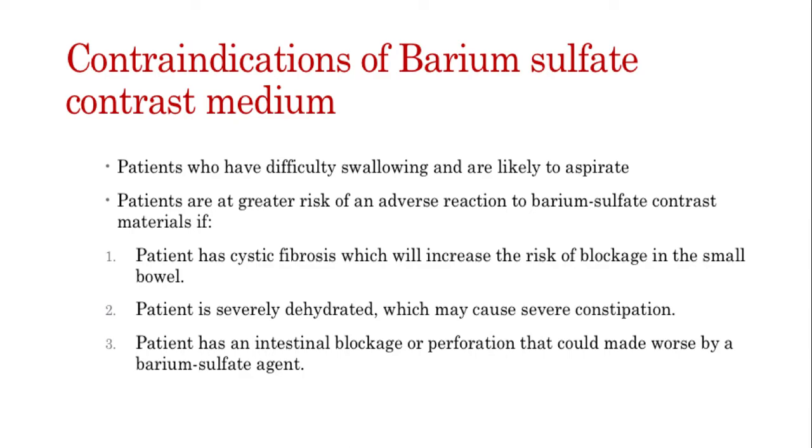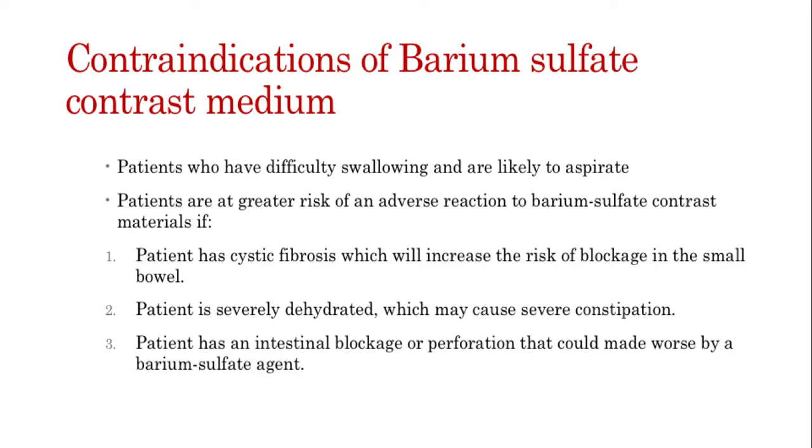So if the patient, let's say inpatients that have NG tubes, nasogastric tubes, and actually have difficulty swallowing or cannot swallow at all, and all the materials and foods are administered through the nasogastric tube, it's quite contraindicated in that case. We have patients at greater risk of an adverse reaction to barium sulfate contrast materials if, let's say, the patient has cystic fibrosis, which will increase the risk of blockage in the small bowel. Very common contraindication. Patient is severely dehydrated, which may cause severe constipation.